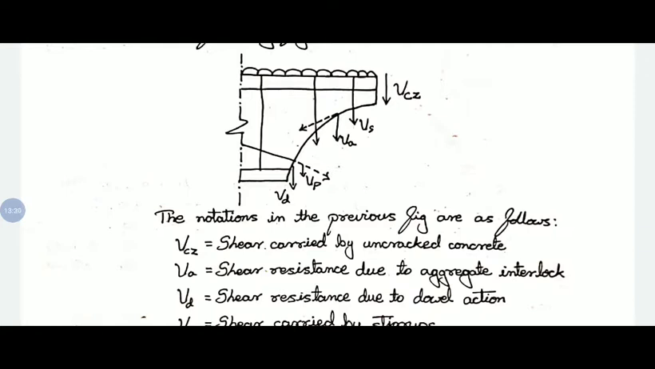Next, VA, it is the shear resistance due to aggregate interlock. There will be bonding between concrete, cement and aggregates, and there will be interlock between a number of aggregates. Because of that, some resistance to the shear stresses will also develop. So that is shear resistance due to aggregate interlock. And VD, shear resistance due to dowel action.